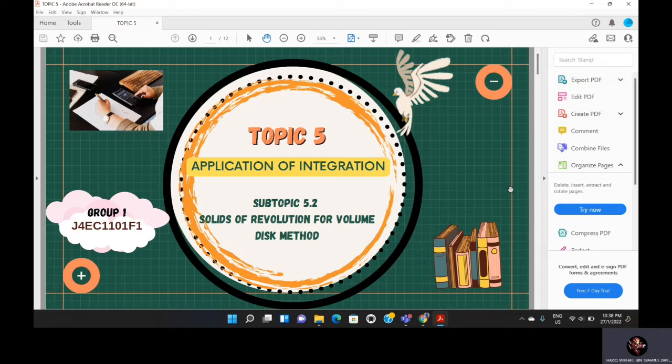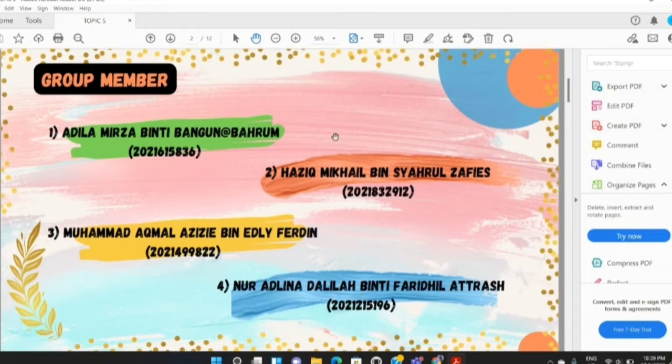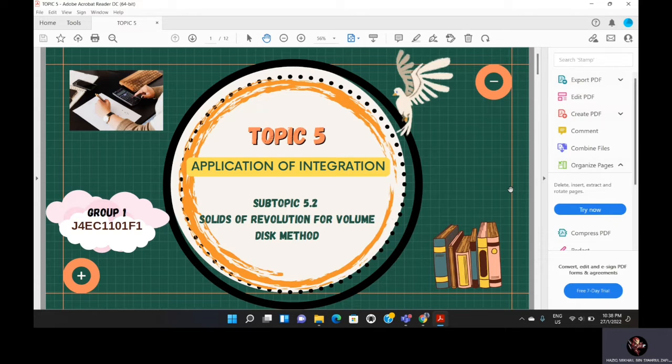I'm from Group 1 along with my classmates. The first one is Adila Mirza binti Bangun and Baharum, Muhammad Akmal Azizi bin Edli Ferdin, Nur Adlina Dalilah binti Faridil Atrash. My metric number is 2021832912. The program code is MAT183.